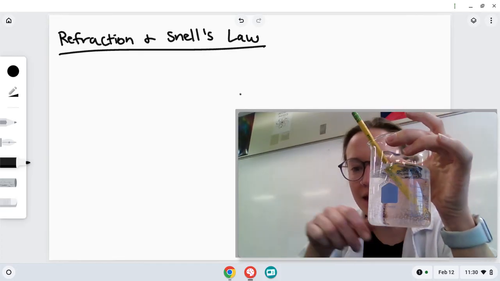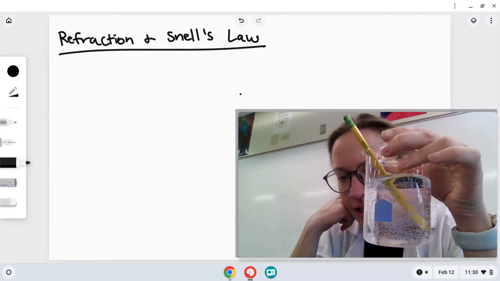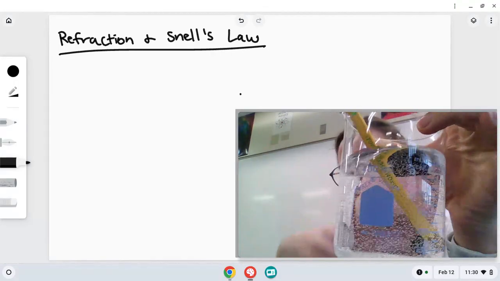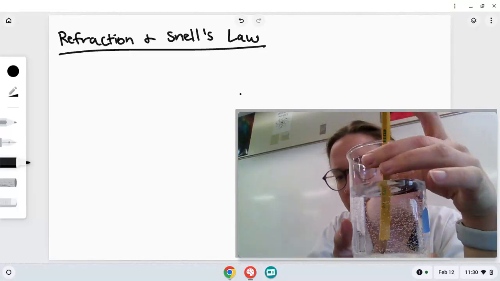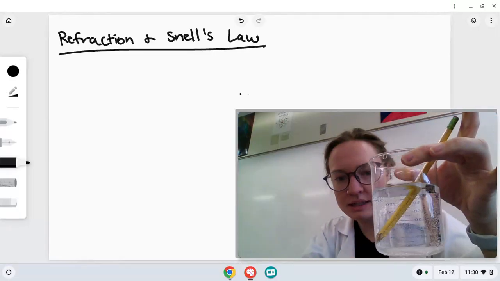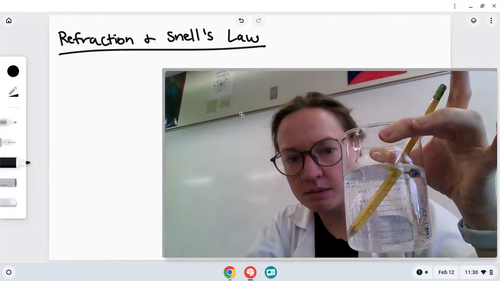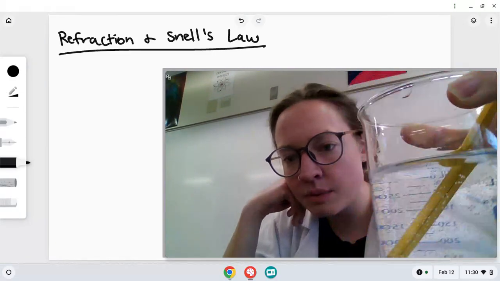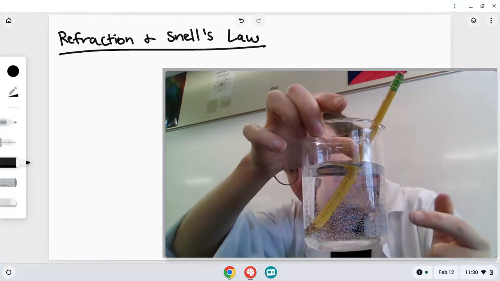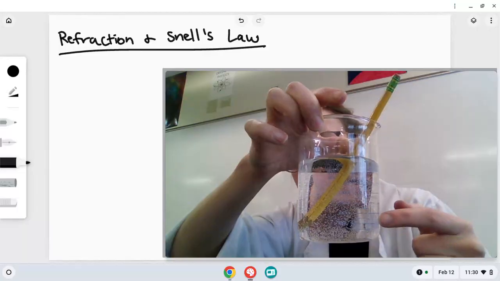Here I have a little pencil and a beaker full of water. If you look very closely, you'll notice a few different attributes about this pencil. First, where it's in the water, it looks much bigger than it does when it's outside of the water. Let me see if I can make this even bigger here. Okay. You can see that this image here is a little bit magnified.